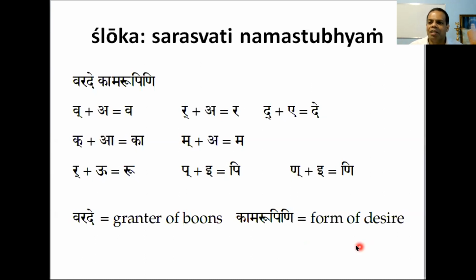You want an apple, means the apple has to be made to appear in front of you. So Saraswati is the one who makes it appear. Kama Rupini. Varade Kama Rupini. You give us all boons. You make all our wishes come true. That is you. So that's the way we pray to her.